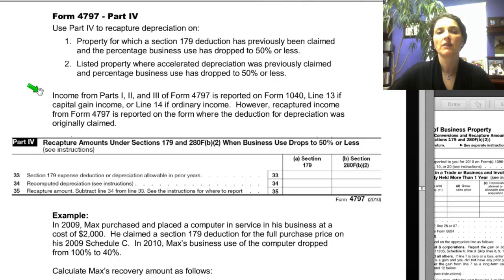However, recaptured income from Form 4797 is reported on the form where the deduction for depreciation was originally claimed. So let's just suppose in an earlier year you claimed a Section 179 deduction on an asset, and the business use of that asset has now fallen to 50% or less. Well, you originally claimed that deduction on Schedule C, so the recapture will be reported as income on Schedule C. It will not be reported as income on 1040 on line 14 or 13. Rather, it will be reported as business profit on line 12, and of course, if you're paying self-employment tax, it would be subject to self-employment tax.